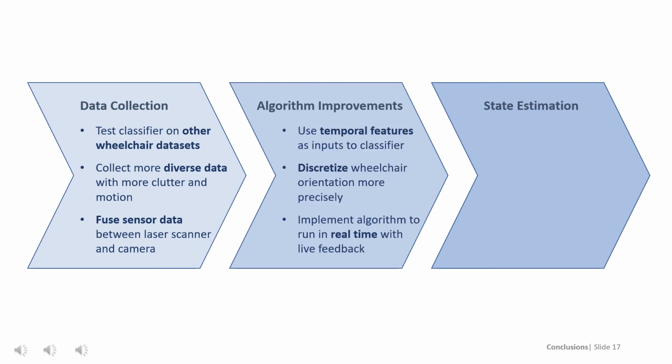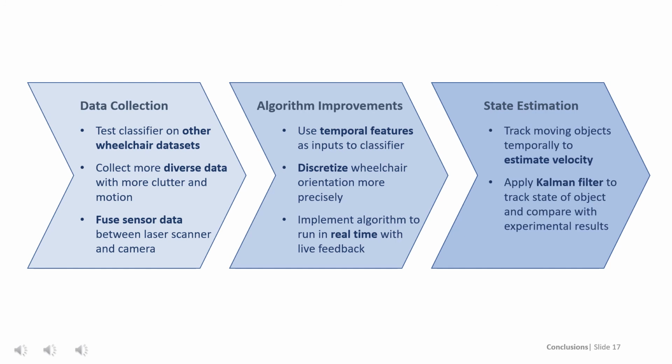The algorithm can be improved by looking at temporal features between consecutive frames to reinforce scene understanding. Wheelchair orientation can be discretized further or represented continuously to improve precision. Lastly, the algorithm should run in real time so the robot can react quickly.